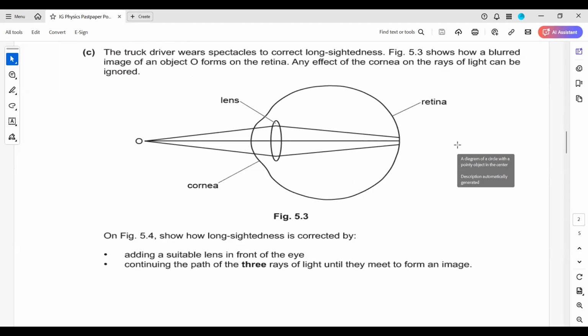Figure 5.3 shows a blurred image of an object formed on a retina. Why is a blurred image formed on the retina? Because any effect of the cornea on the ray of light is being ignored. Figure 5.4 shows how long-sightedness can be corrected. Add a suitable lens in front of the eye. So we have to do it for figure 5.4, and then continue the path of the three rays until they meet to form an image.